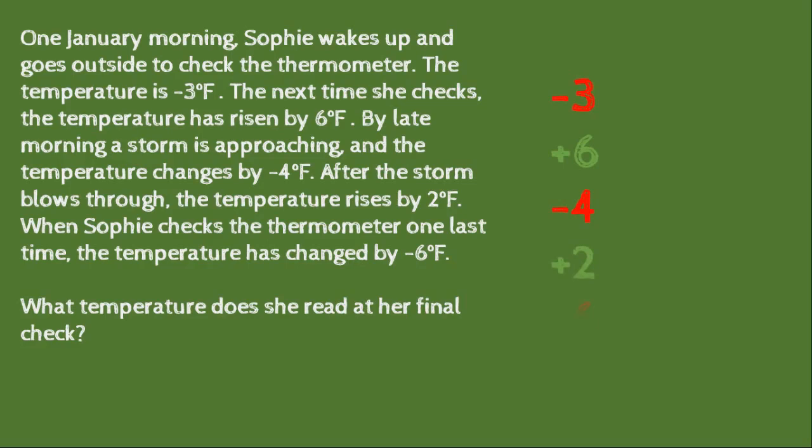So again, we just write down the numbers. We start with a temperature of -3 degrees Fahrenheit, which would just be -3. Then it rises by 6, plus 6. Then it changes again, -4 degrees Fahrenheit, -4. And then it rises again, +2. And finally, it changes by -6. If we do all that addition, -3 plus 6 is 3, -4 is -1, +2 is +1, and finally -6 would end up to be -5 degrees Fahrenheit as a final check.